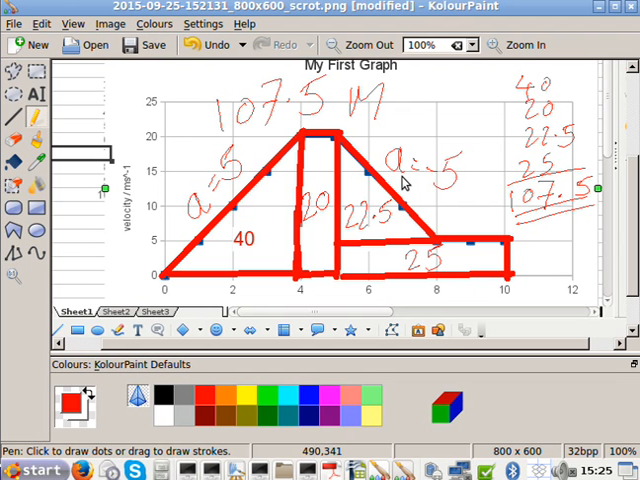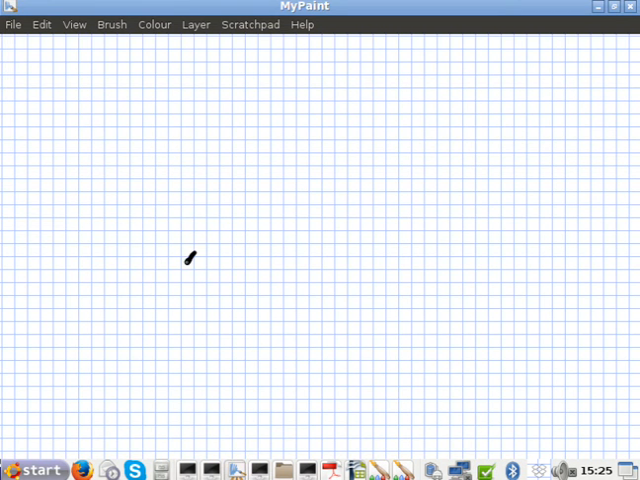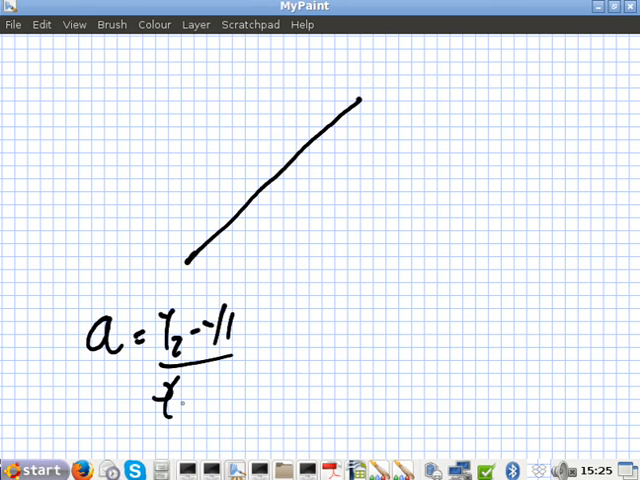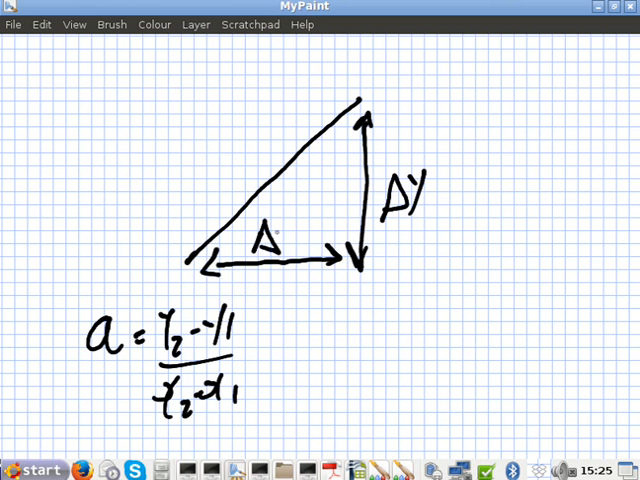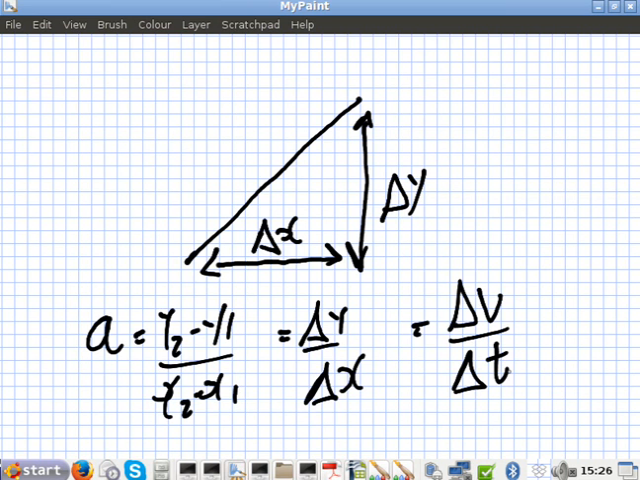So just remember, I'll draw it here for you. If you have this, the acceleration is y2 minus y1 over x2 minus x1, or in other words, it's this height, delta y, divided by this base, delta x. Yeah, delta t, sorry, and delta t is the horizontal bit.